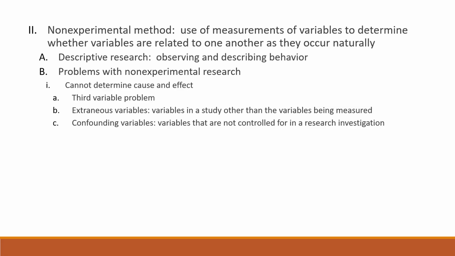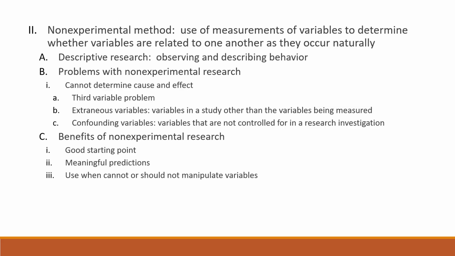We also have to worry about extraneous and confounding variables. Extraneous variables are variables in a study other than the variables being measured, while confounding variables are variables that are not controlled for in a research investigation. We try to control for both types of variables, making sure that we are measuring as many things as we can, but it's not always possible. There can always be other things influencing the data, especially in non-experimental research, and especially in human non-experimental research.